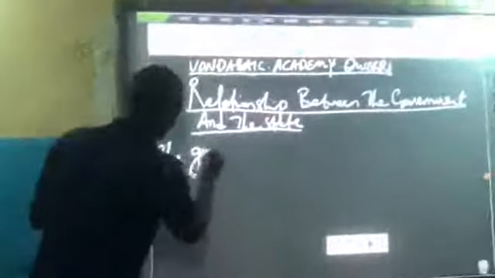Number one, the government and the states are complementary. I believe you watching me and listening to me understands what the word complementary means. The government and the state are complementary to what? Each other.